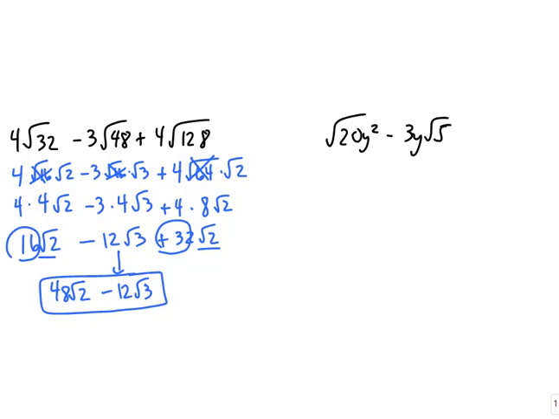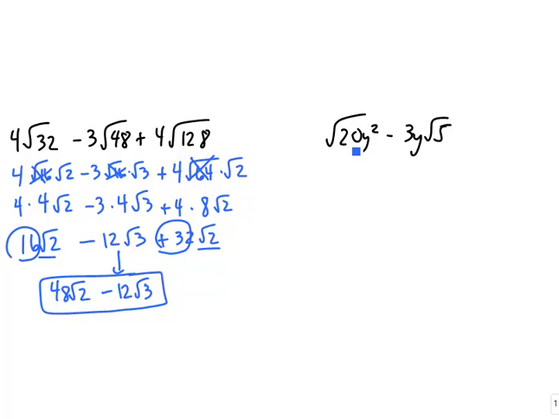Okay? On the next example, we have some variables involved. So again, we need to have matching indices, which means matching square roots, which we do have, but we also need the numbers underneath to match as well, and that would include numbers and variables. Right now they don't match, so I'm going to look at this square root of 20 y squared and see if I can reduce it.